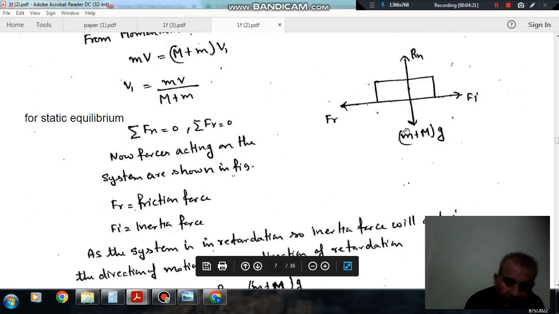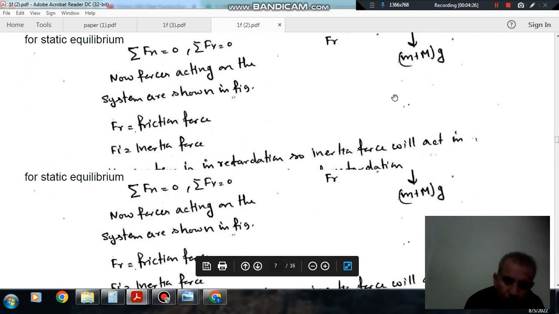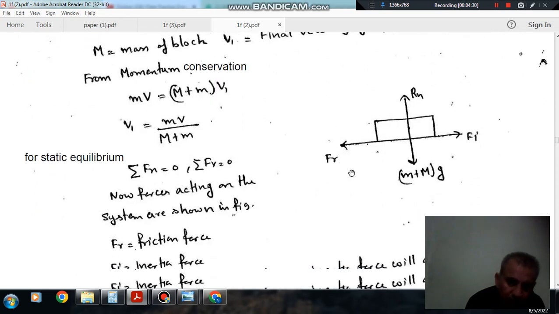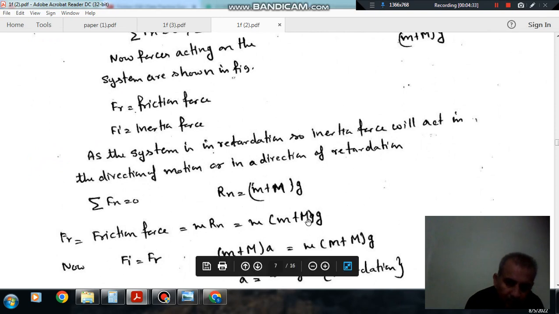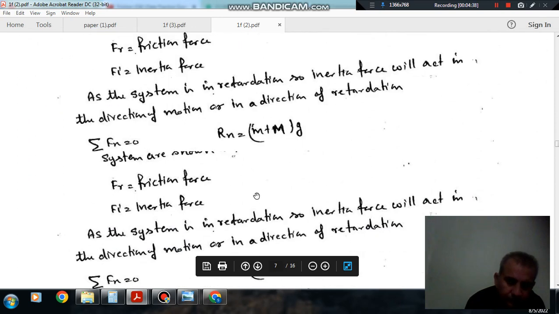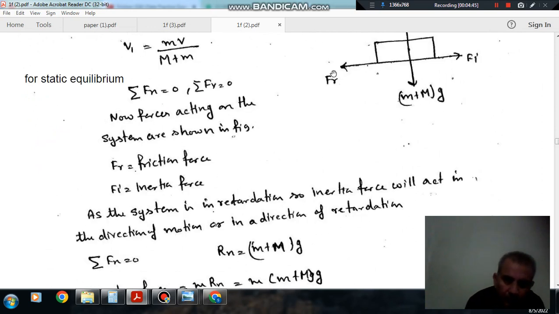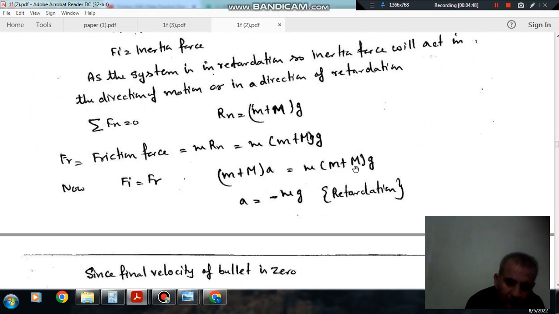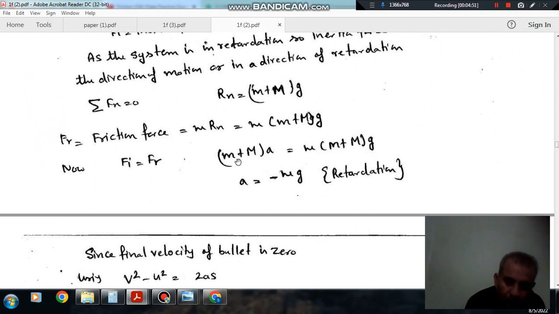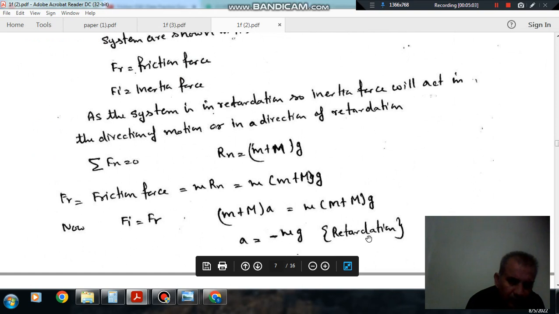So we can say Rn is equal to (M plus m) g, and as the force of friction is directly proportional to the normal reaction, Fr will be mu Rn, or mu (M plus m) into g. If a is the acceleration, then the inertia force is (M plus m) into a, and Fi will be equal to Fr. So it will be mu (M plus m) into g. So the acceleration comes out as mu g, in this direction. If we consider deceleration, then it will be the negative of acceleration, so that will be minus mu g, or retardation.